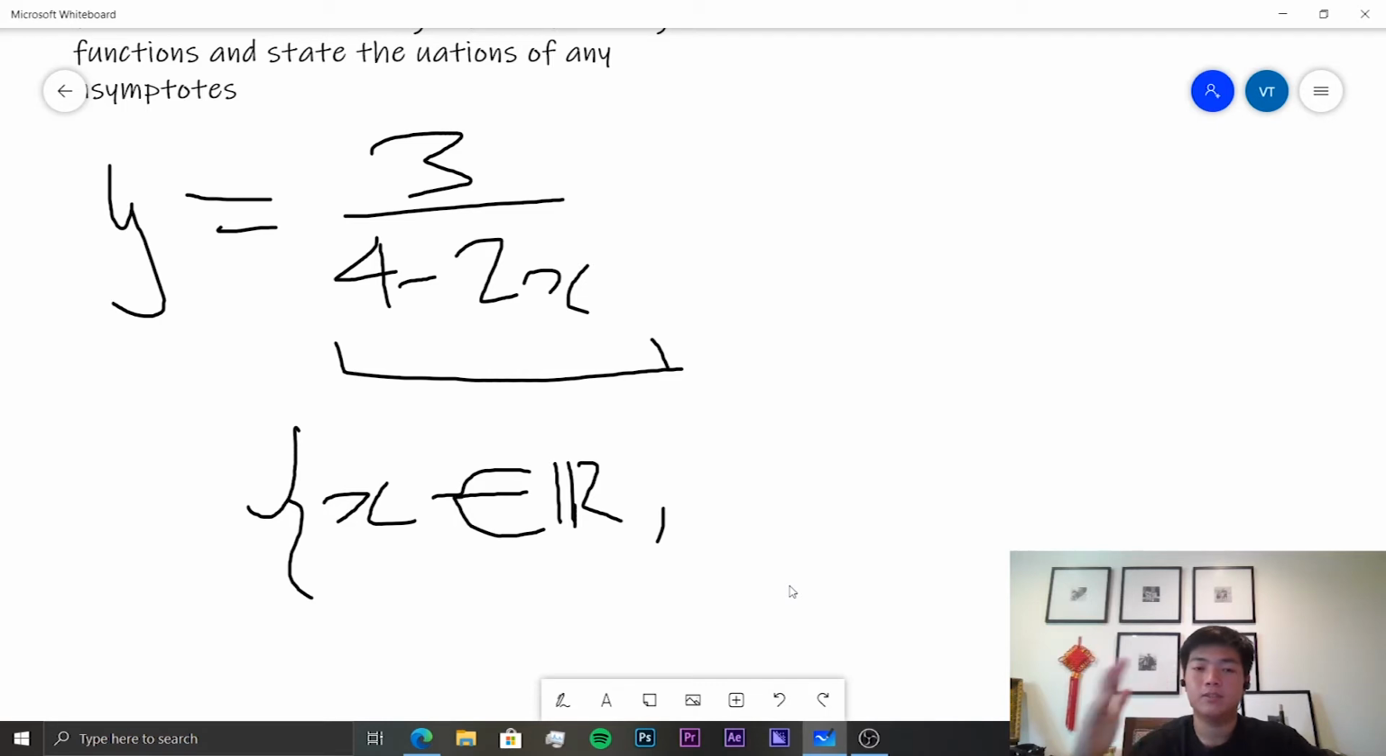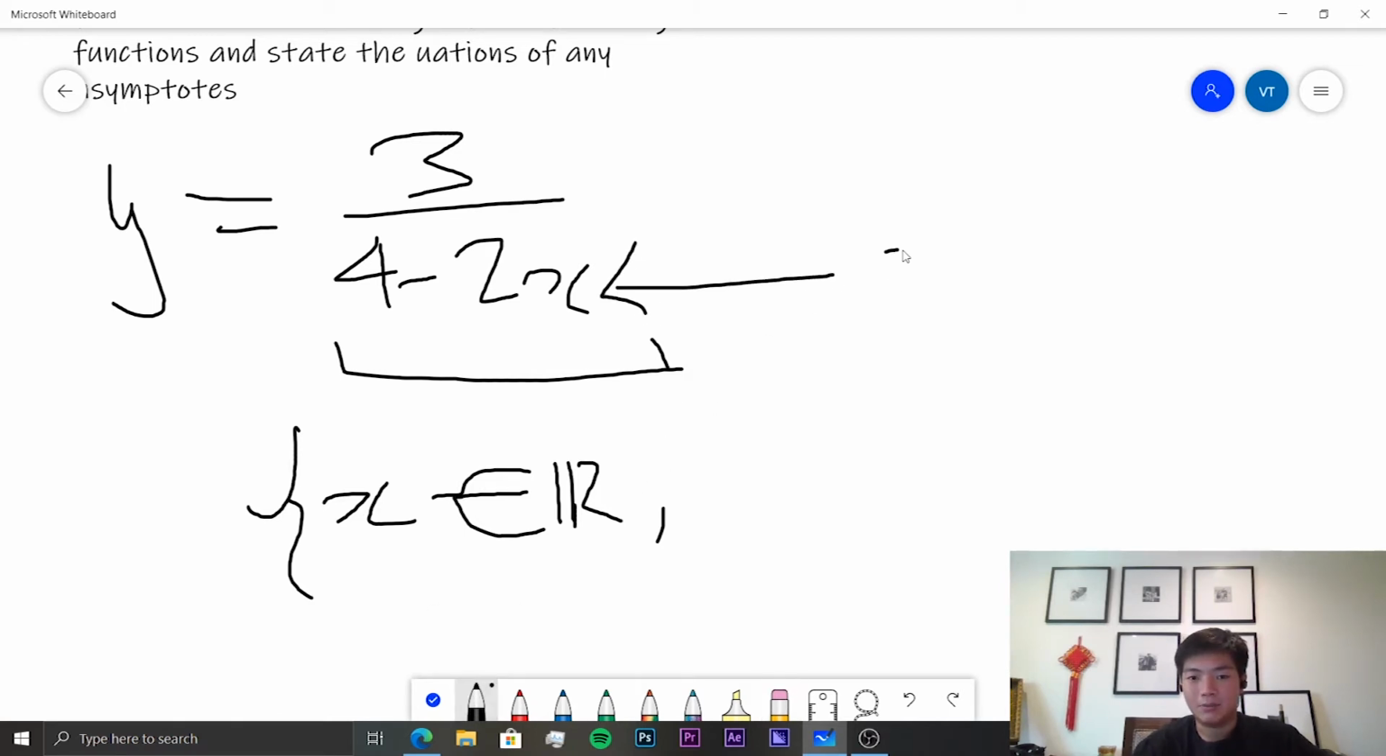To find the vertical asymptotes, which are the x asymptotes because they're just values of x, we need to find all the cases when this denominator is equal to 0. In this case, we only have one case. The denominator will equal 0 when x is equal to 2. So we simply say x is not equal to 2 in the domain.